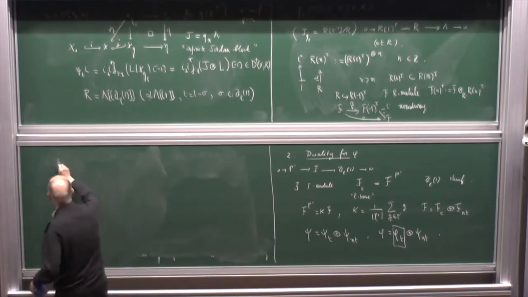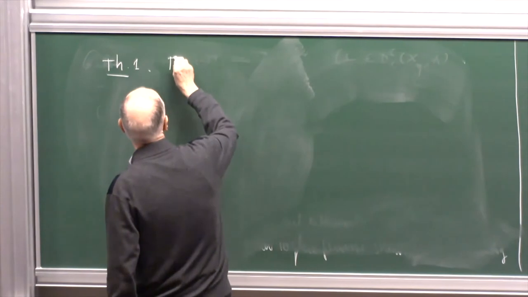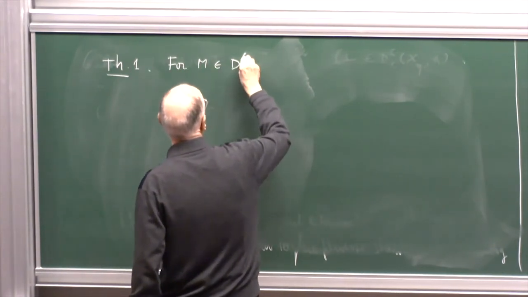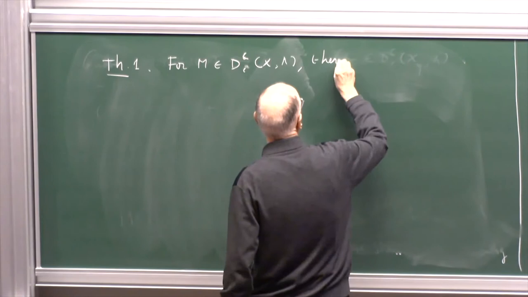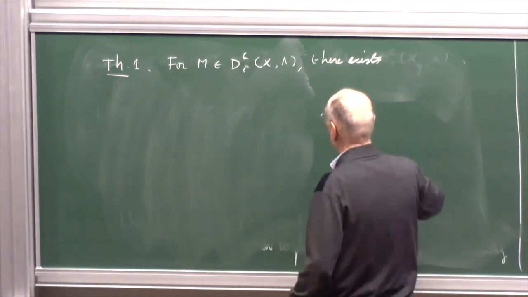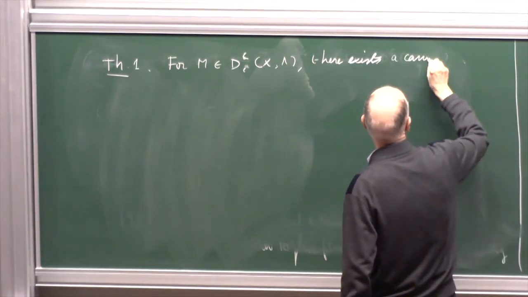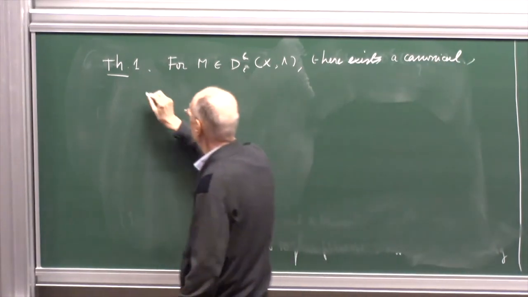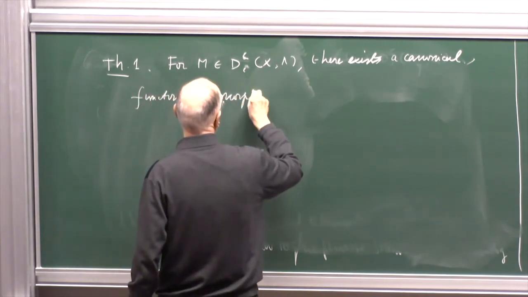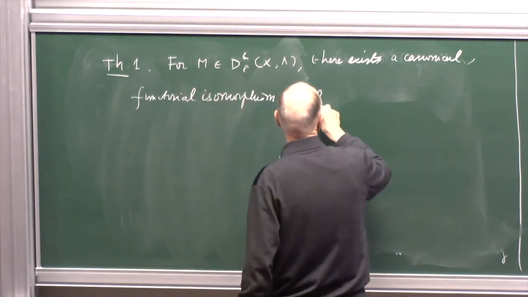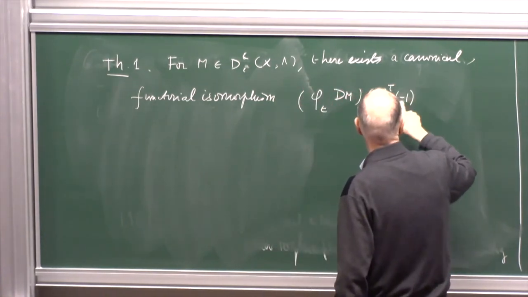Theorem 1. For m in D^b_c(X, Λ), there exists, which means we will construct, a canonical functorial isomorphism Φ_t(DM). So there are two twists, a Tate twist and a t-twist here.